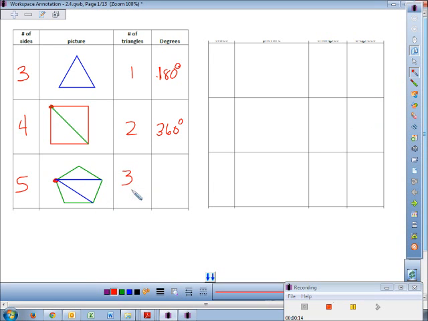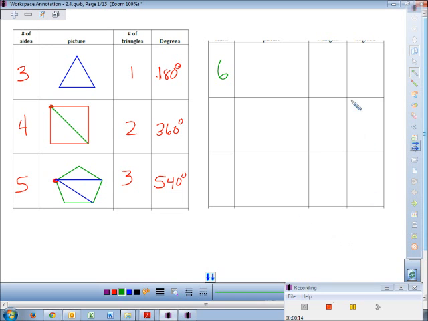How many triangles do you see in the picture? 3. And they all have 180 degrees in them, right? So if this has 180 degrees, everyone grab a calculator and figure it out if they don't know. This has 180 degrees, and that has 180 degrees. How many total degrees are in any convex pentagon? Nice.